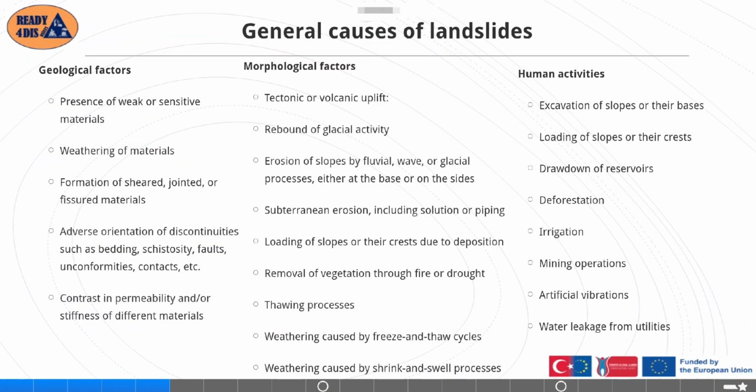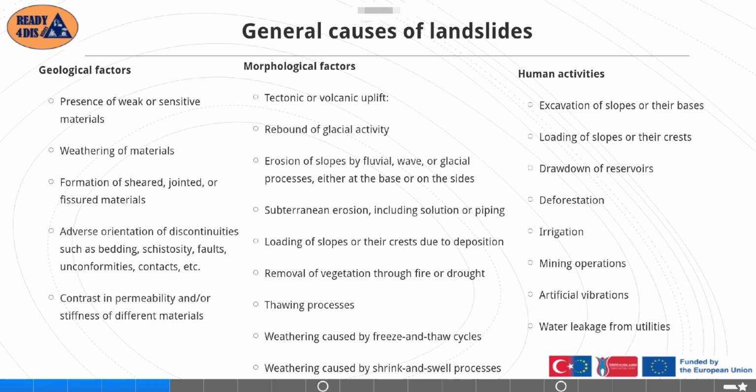General causes of landslides. Landslide formation results from the combined influence of geological, morphological, and human-induced processes. From a geological perspective, the presence of weak or sensitive materials, the weathering of rocks and soils, and the development of sheared, jointed, or fissured structures increase landslide risk. Adverse orientation of discontinuities such as bedding planes, schistosity, fault zones, or unconformities can also undermine slope stability.